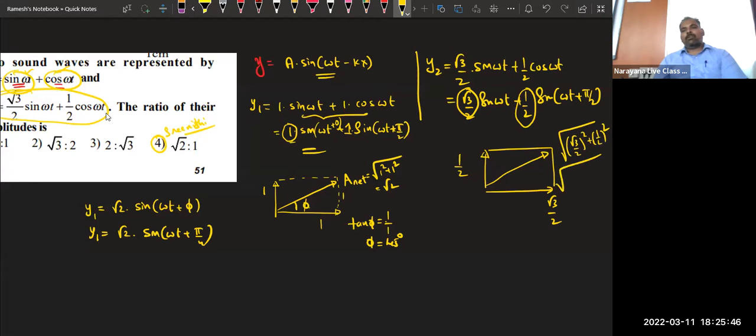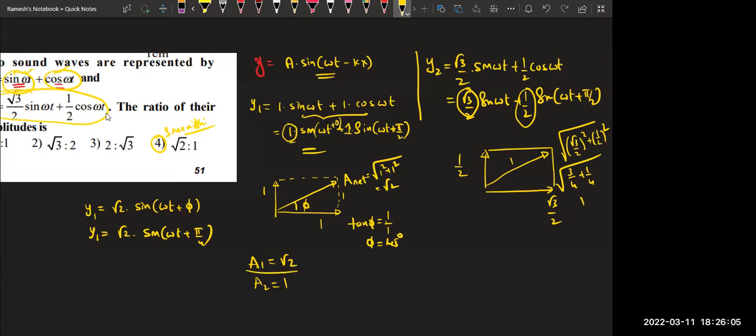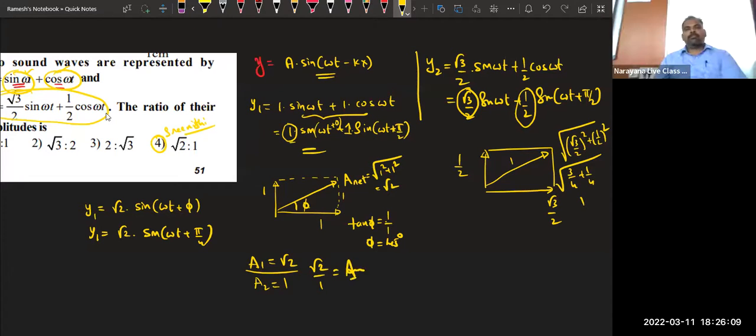So what can you write? Under root of 3 by 4 plus 1 by 4, so 1 only. The net amplitude is 1. So here we got A1 equal to root 2, and the A2 value we got is 1. The ratio is root 2 by 1. Very good, that is the answer for the question.